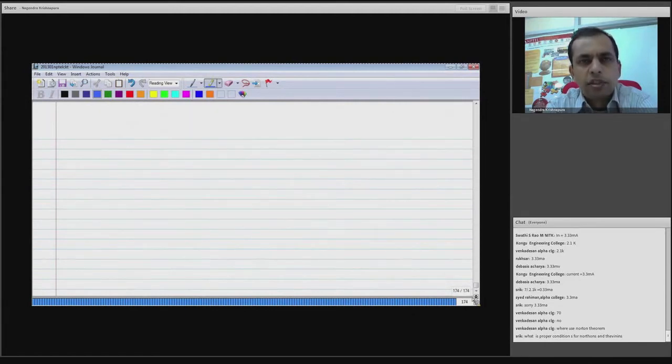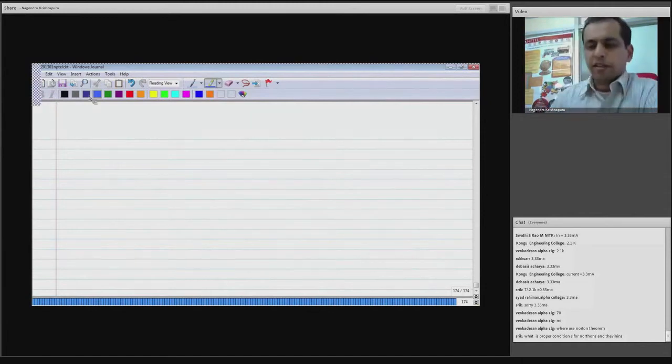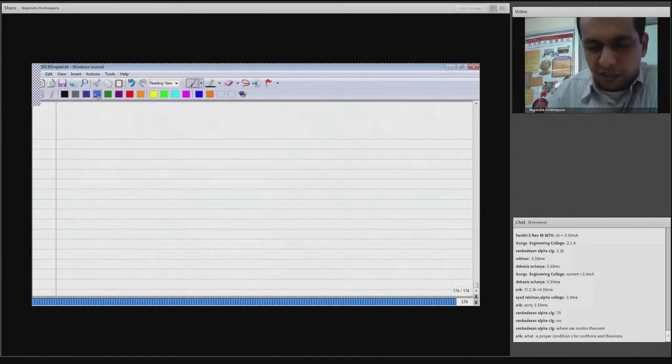There is a question on where to use Norton's theorem. I guess the question probably is which one to use, Thevenin or Norton, and that's entirely based on convenience. Sometimes you use Thevenin's theorem and sometimes you use Norton's theorem. In fact, there is an interesting thing here that we can discuss briefly.